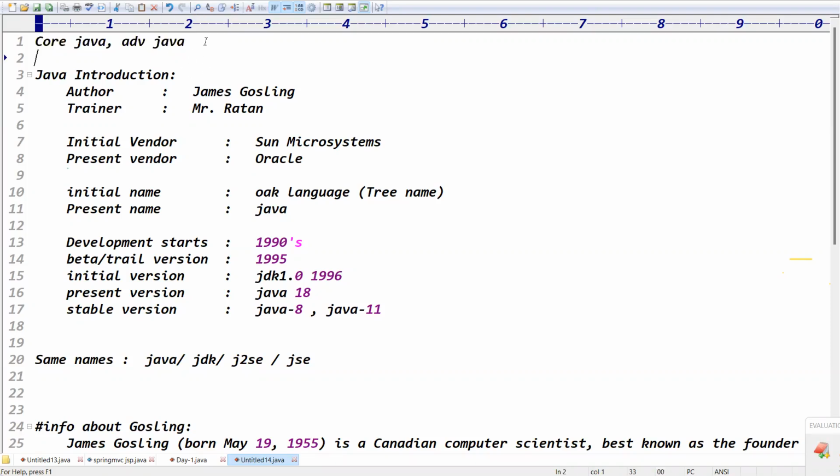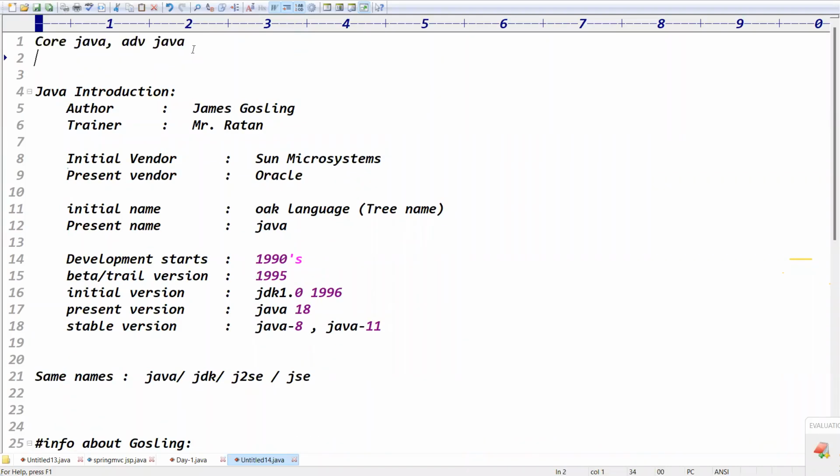But in real time, we don't have Core Java and Advanced Java. As per the Sun Microsystems standards, as per the Oracle standards, we don't have Core Java and Advanced Java. Even Python, these days we hear Core Python, Advanced Python, but we don't have two versions. It's not like that. We have only Python, that's it. The same way, Core Java and Advanced Java are not official terms.